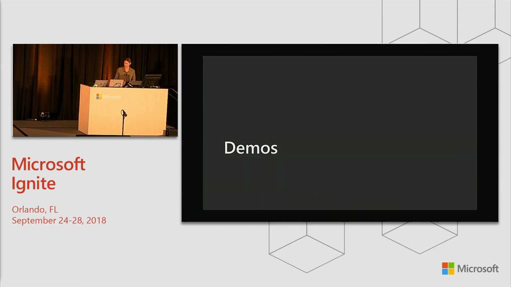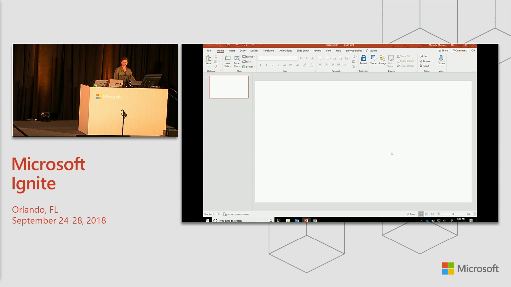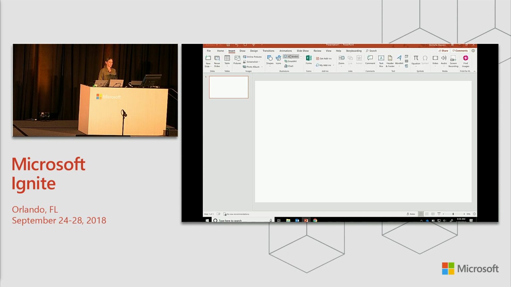Okay, so now let's get into the actual, how do I do this? It's very simple. Let's assume I have a PowerPoint presentation. I can go to Insert. We have this little button here, 3D Model. There are two options here.